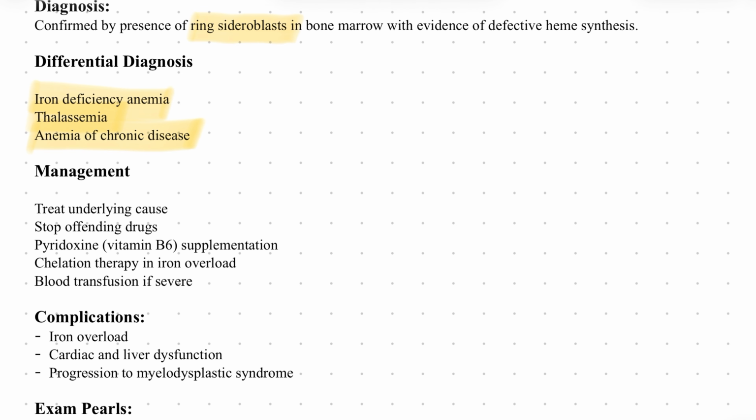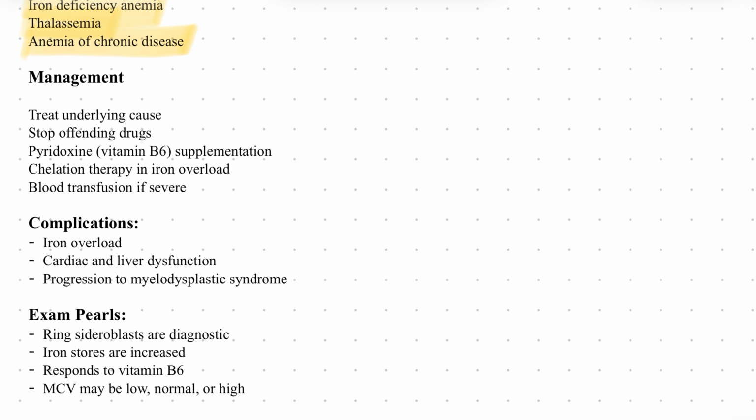Then differential diagnoses: iron deficiency anemia, thalassemia, anemia of chronic disease. Just remember, ACD means anemia of chronic disease. People tend to get this wrong. They know the content, but not knowing the short form, they lose marks.